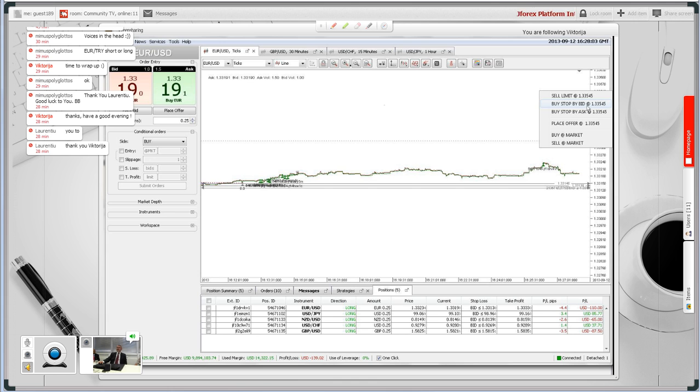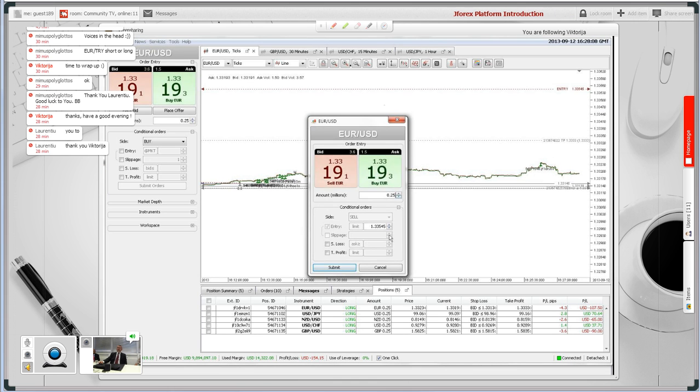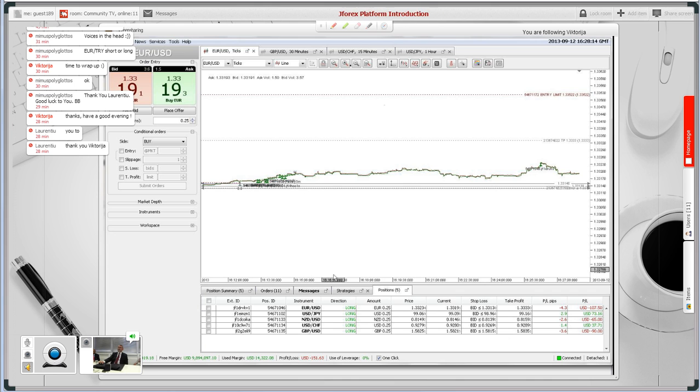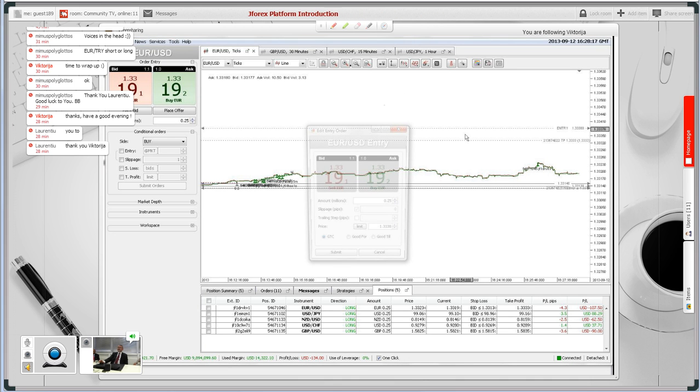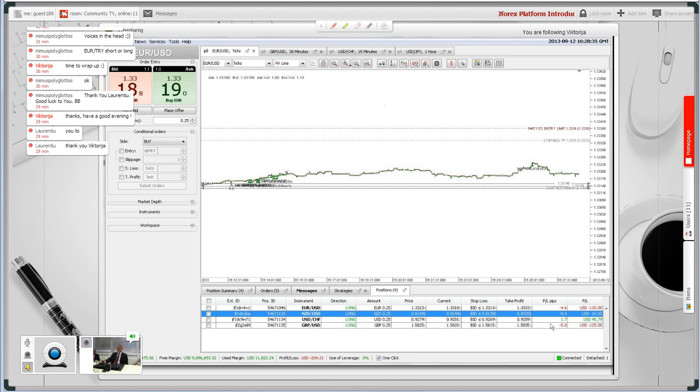I put my sell limit and it's set automatically. Oh, it's a bit too high. I make it go down and I validate it. No, it's still too high. I can set it and it's done. Feel free to use it the way you want. This is very important. Let's close the winning position and wait for the others.